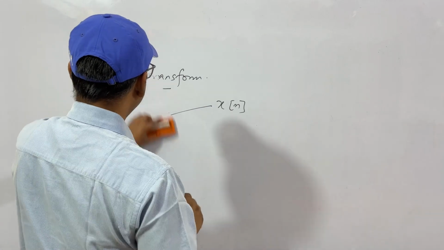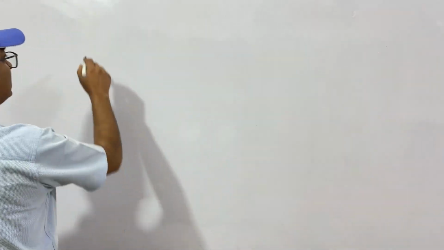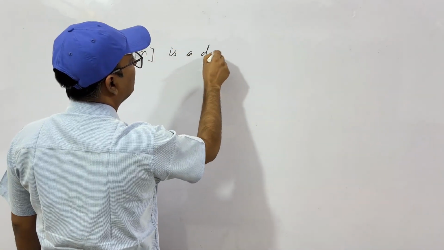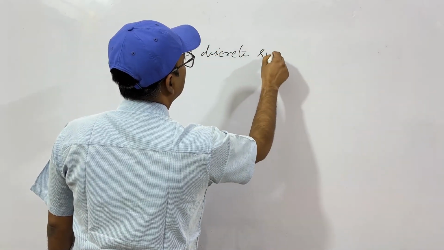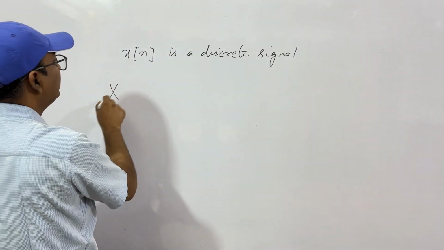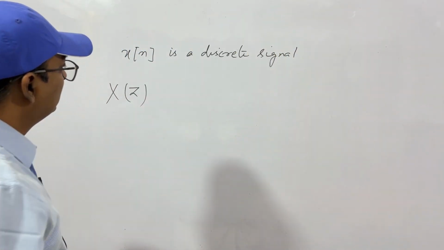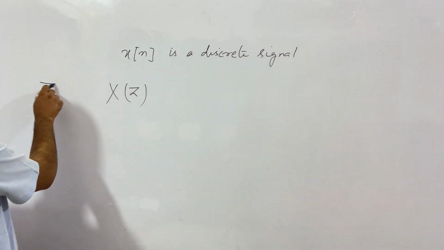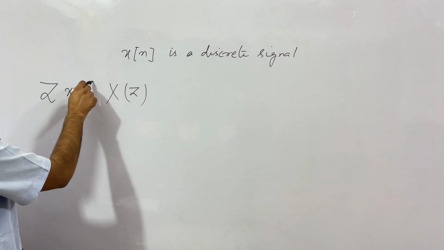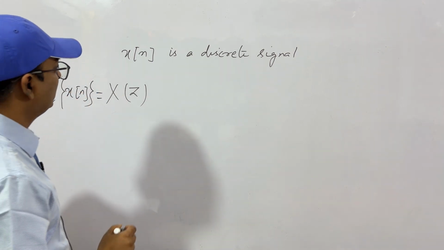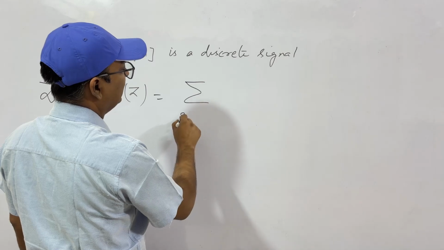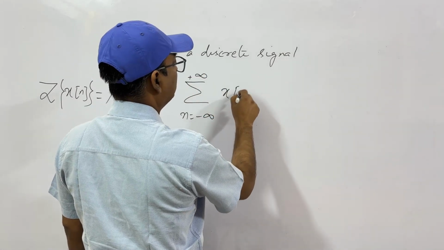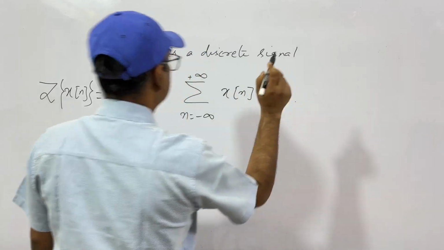Okay, so let's have a quick recap. If x[n] is a discrete signal, you understand what is discrete? So if x[n] is a discrete signal, we take the transform of this x[n], which is written like this. This is basically the Z transform of x[n]. So the Z transform of x[n] is defined as the sum from n equal to minus infinity to plus infinity of x[n], the signal, into z to the power minus n.